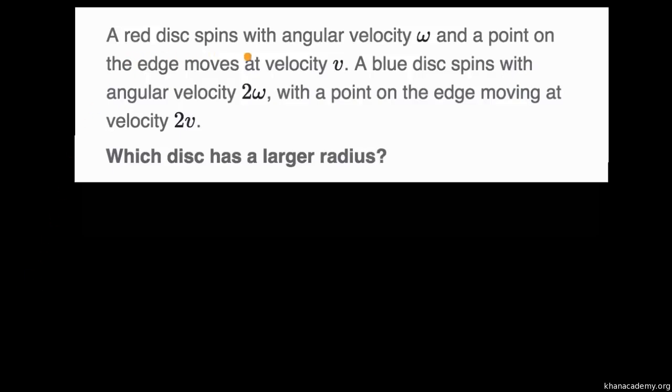We are told a red disk spins with angular velocity omega, and a point on the edge moves at velocity v. So they're giving us angular velocity, and also you could view this as linear velocity, and they are both vectors. That's why they are bolded.